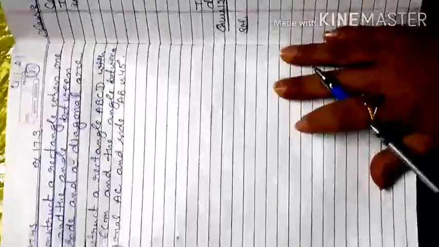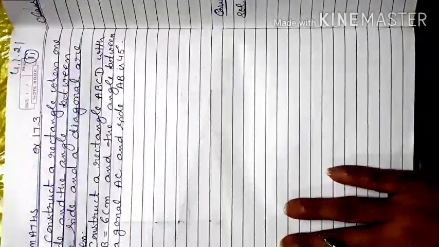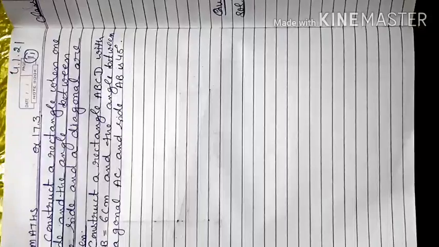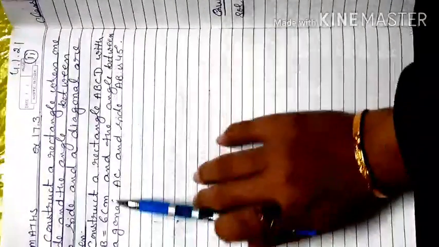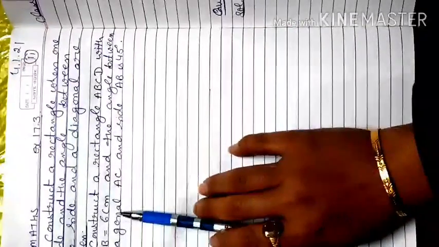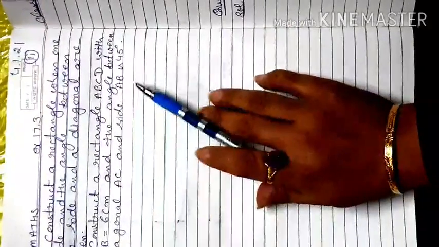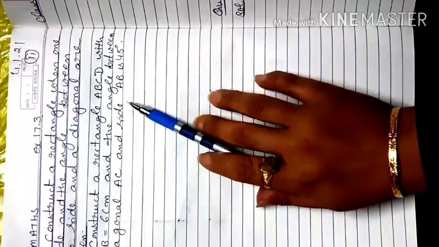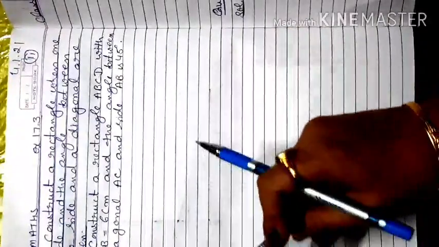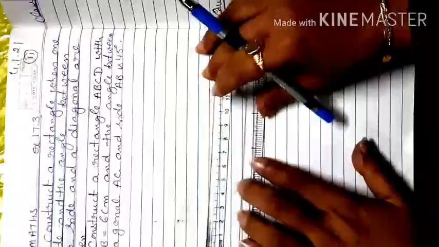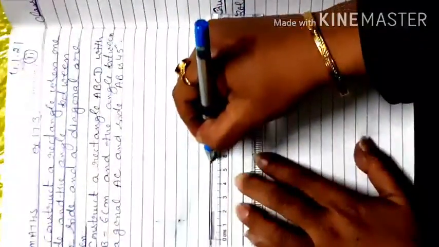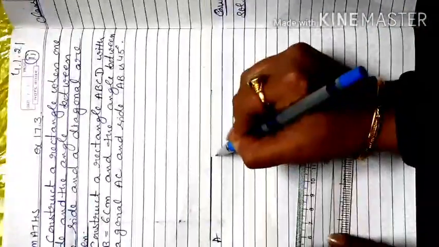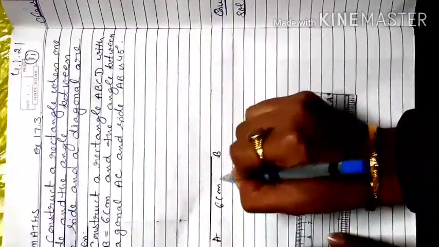Next is to construct a rectangle when one side and the angle between the side and the diagonal is given. Construct a rectangle ABCD with AB equal to 6 centimeter and the angle between the diagonal and the side AB is 45 degrees. So first I will draw AB as 6 centimeter here. So this is AB, 6 centimeter.